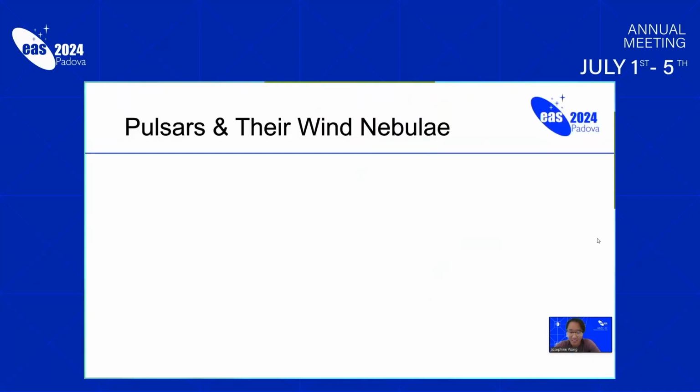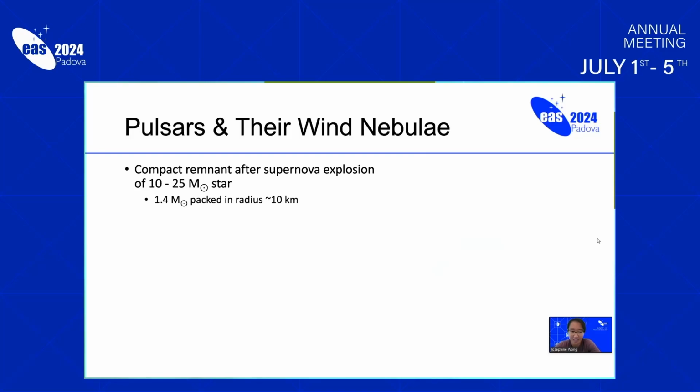So to begin, pulsars are the compact remnants that are left behind after a supernova explosion of a 10 to 25 solar mass star. And they're compact because it's about 1.4 solar masses packed into a radius of only 10 kilometers. They have very fast spin periods ranging from a few milliseconds to a couple of seconds, and powerful magnetic fields that span 7 orders of magnitude, 10 to the 7 to 10 to the 14 Gauss.